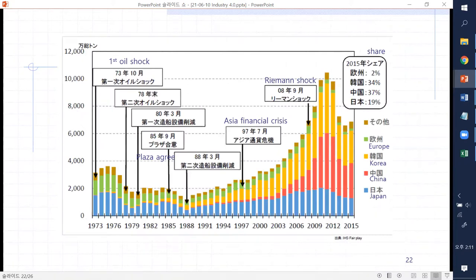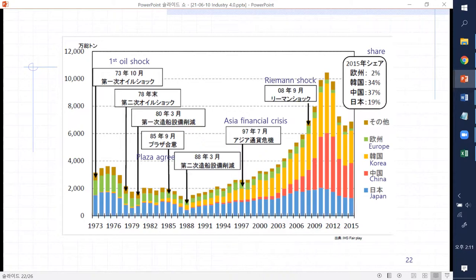This one is coming from Japan, and you see that there is a world fluctuation of production of the whole shipbuilding industry around the world. At the bottom side, it shows the years starting from 1973 up to 2015. So it's about how many years? 42, so it's more than 40 years, right? 40 years of world shipbuilding industry.